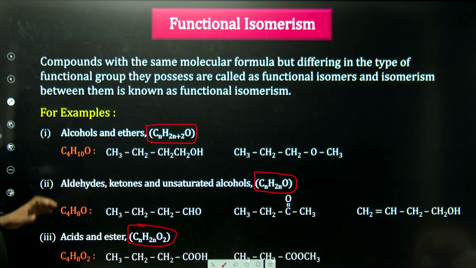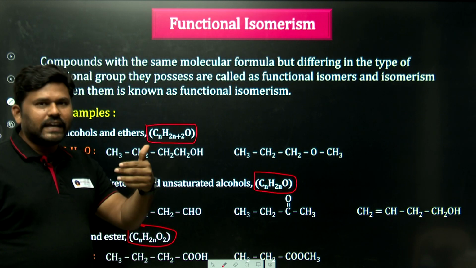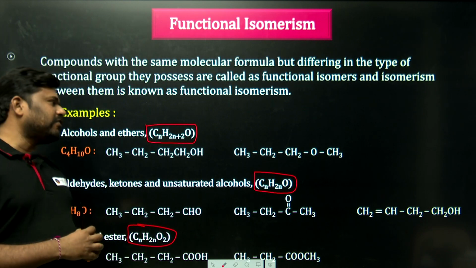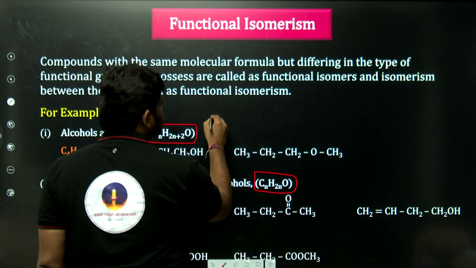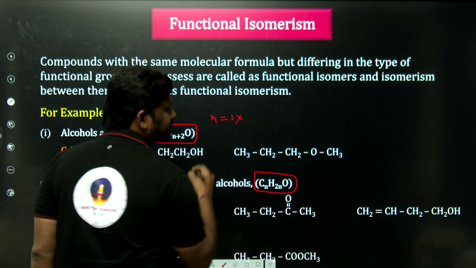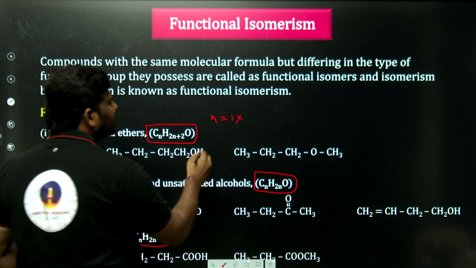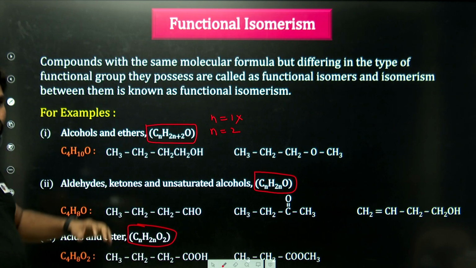We cannot substitute n equal to 1, because ethers cannot be made; a minimum of 2 carbons is required for ether. So n equal to 1 is not possible for ethers, and methanol will come as an alcohol. From n equal to 2 onwards it is possible.